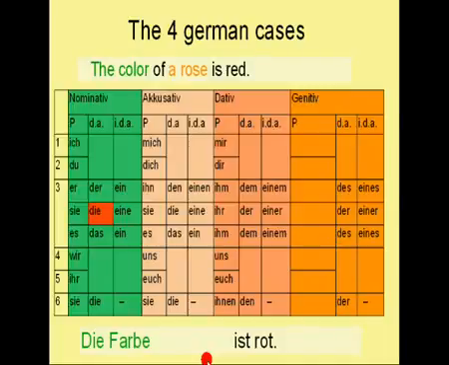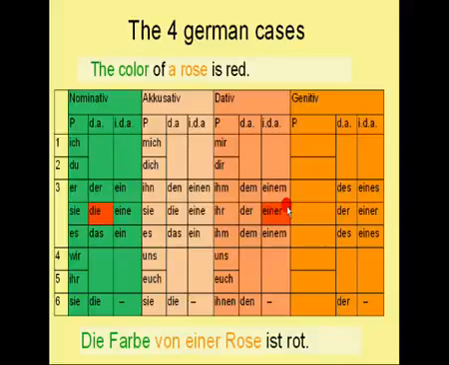Now let's try to do the same in the dative case. How would you translate it this time? If you remember, you would use the preposition von, and you also need to use the indefinite article for female nouns in the dative case, which happens to be the same like in the genitive case, einer, but this time the sentence would read: Die Farbe von einer Rose ist rot.